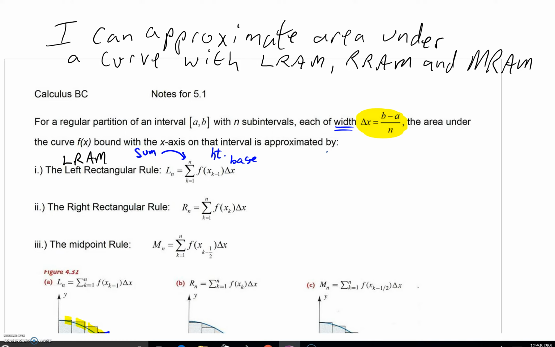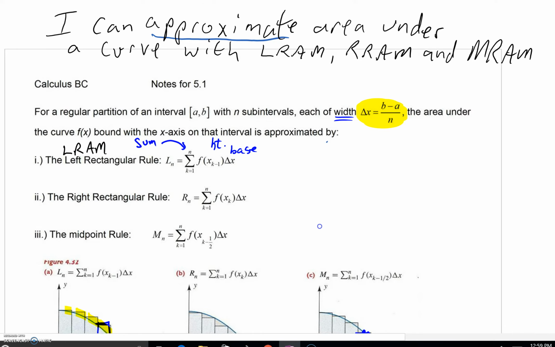You never learned formulas in geometry to help you with that. And today we're going to not find the exact area, but find an approximate area. Our learning target is I can approximate area under a curve with LRAM, RRAM, and MRAM. And immediately that can sound very obscure. You can think, LRAM, what on earth would that stand for? It's actually going to stand for a left rectangle approximation method. The RRAM means right rectangle approximation method, and the MRAM means a midpoint rectangle approximation method.